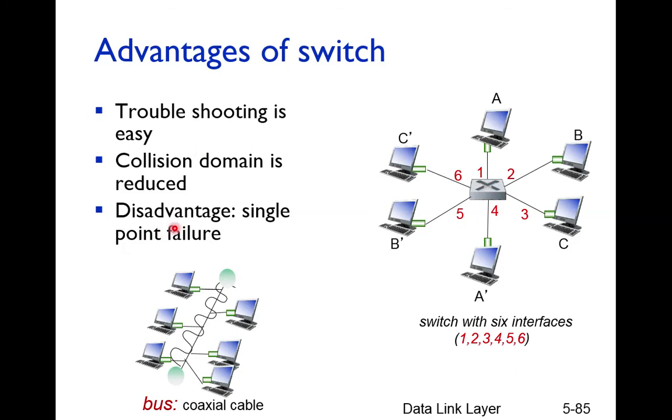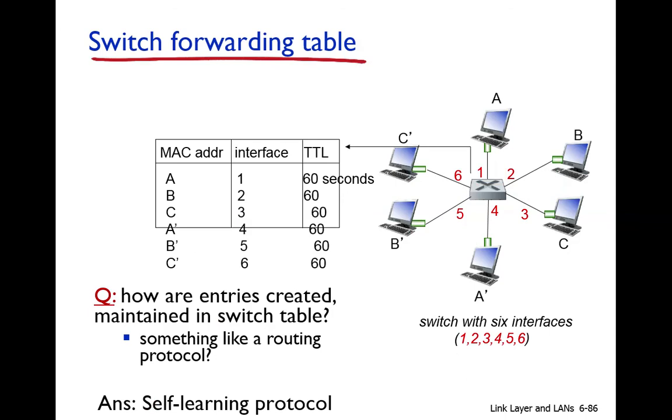The disadvantage of the switch topology is a single point of failure. If this switch fails, then the whole network topology fails. The whole network crashes. So this is the main disadvantage. Okay, so if this link fails, we have discussed it.